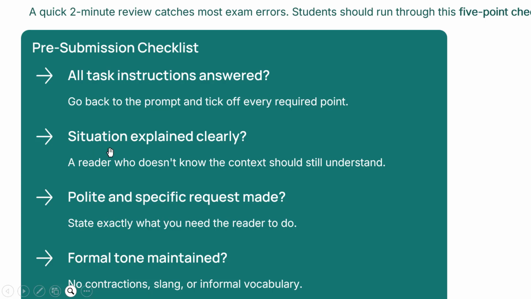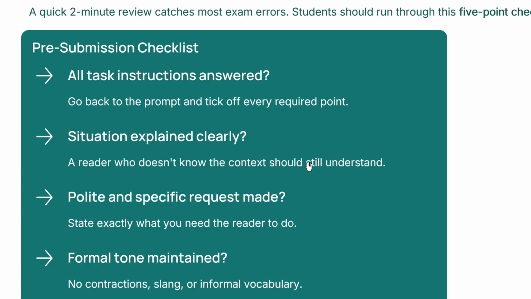Second is, did you explain the situation clearly? A reader who doesn't know the context should still understand. Because when you don't explain the situation clearly, your reader will not understand what you want, what your situation is, or under what condition you are writing. So explain the situation clearly.